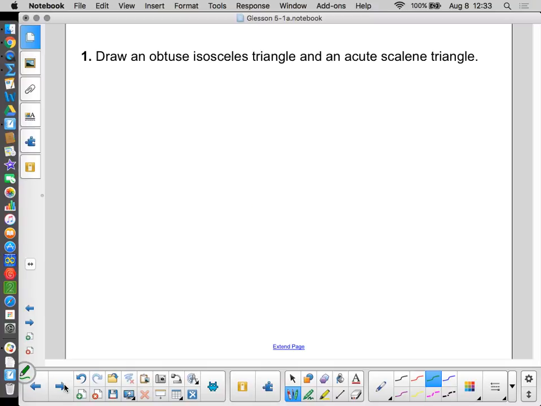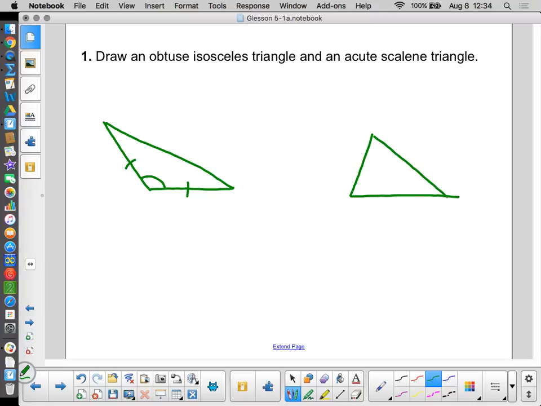Draw an obtuse isosceles triangle and acute scalene triangle. So being able to draw something that's given to you in a verbal description, that's kind of an important skill. It's got to be obtuse and isosceles, so let's make my two sides congruent and form an obtuse angle. And then the third side comes in there. That's my obtuse isosceles. My acute scalene triangle, maybe something like that.